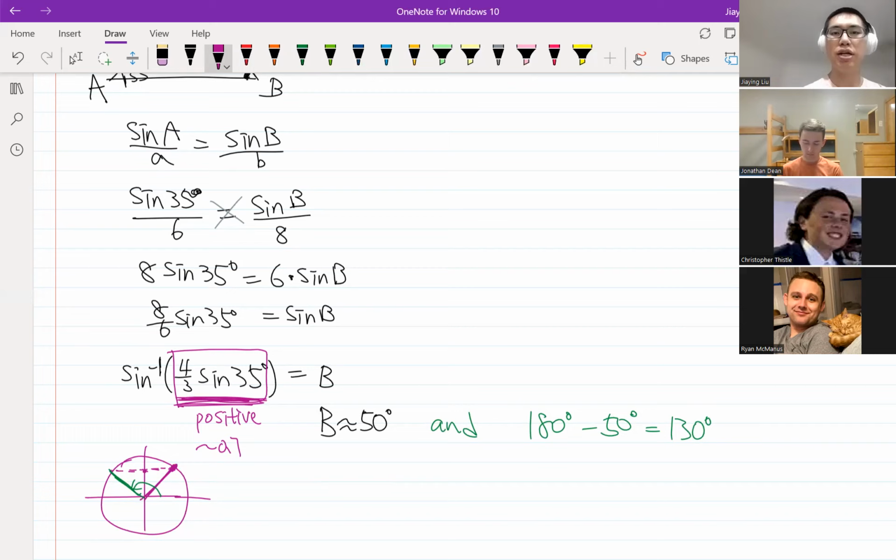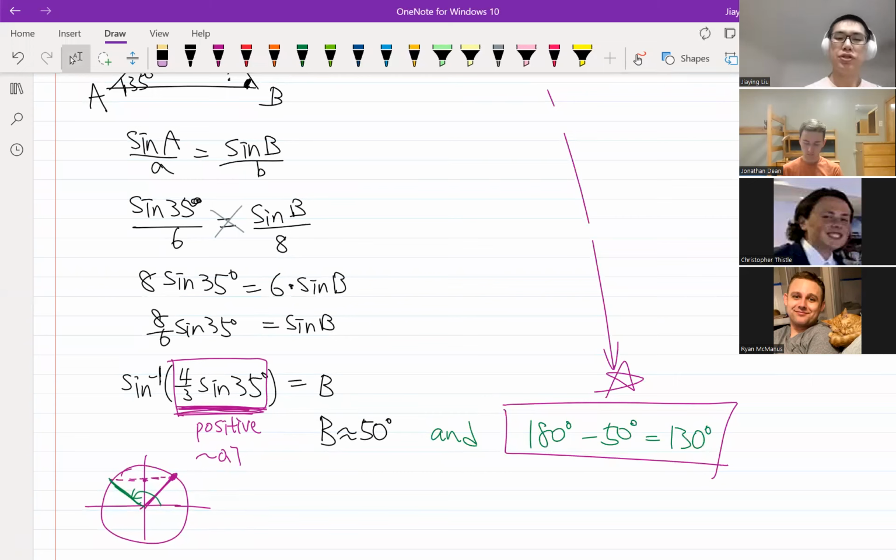That's what I meant earlier. You have to be careful. So after you find the correct B by using inverse sine, you have to find a second angle using the angle you found by subtracting it from 180 degrees. So that gives us a second angle.